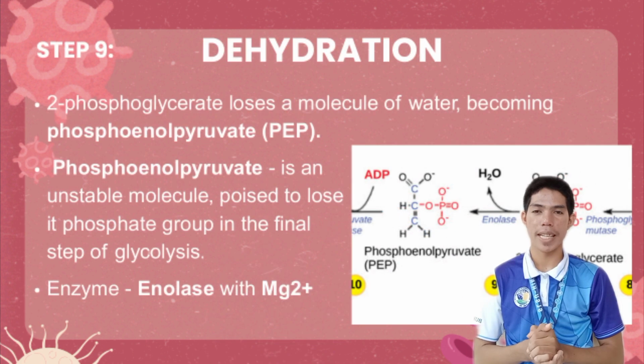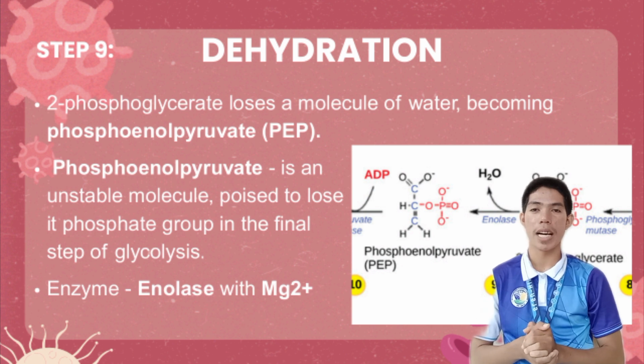So, next, step 9, dehydration. 2-phosphoglycerate loses a molecule of water, becoming phosphoenolpyruvate or PEP. So, it means that we are going to release or lose a water. So let's deepen our understanding about phosphoenolpyruvate. It states here that it is an unstable molecule poised to lose its phosphate group in the final step of glycolysis. So it means madaling matanggal ang ating phosphate group sa end product ng ating glycolysis process kasi nga unstable ang kanyang mga molecule.